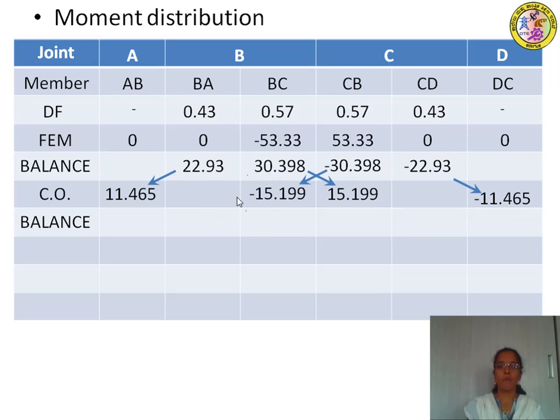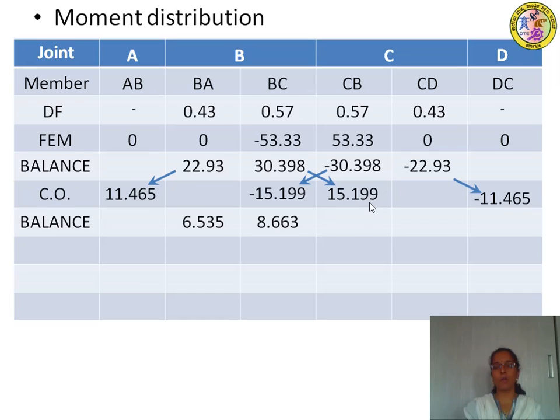So here the imbalancing moment at joint B is minus 15.199. Therefore balancing moment will be plus 15.199. So plus 15.199 into 0.43 will be equal to 6.535. Next 15.199 into 0.57 will be equal to 8.633. Okay, so next at joint C, imbalancing moment is plus 15.199.